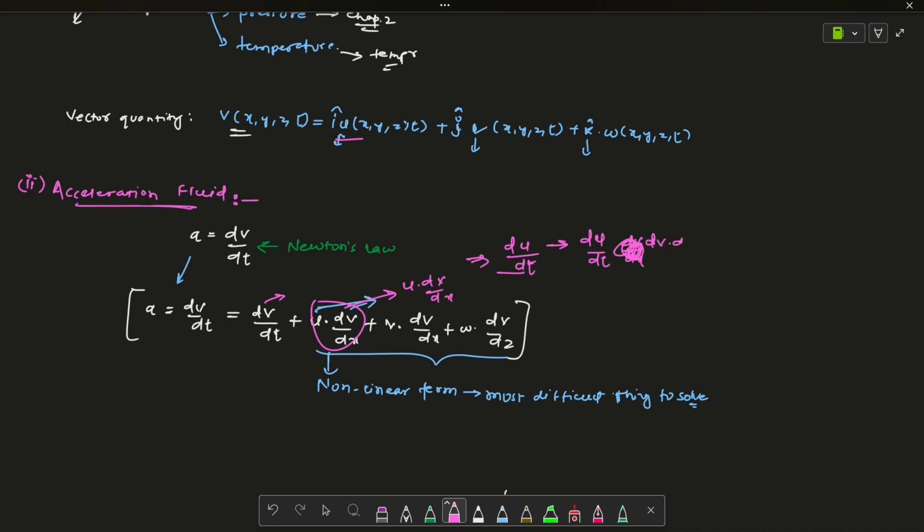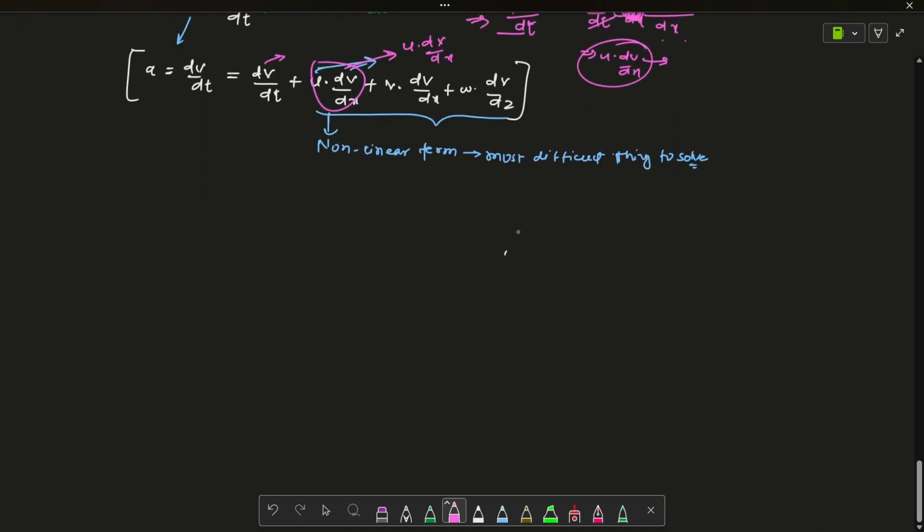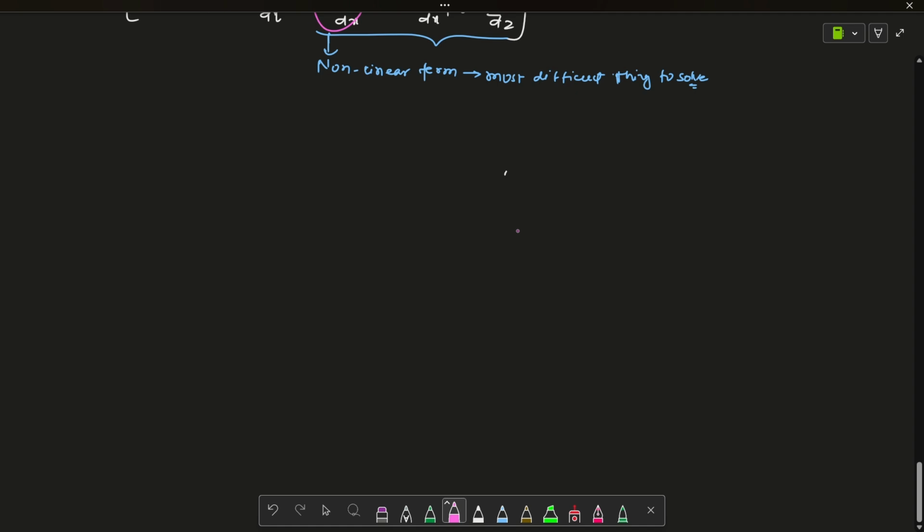See, dv into dt divided by dx, so this will make dx. The same thing: dv by dt gets cancelled, and we get u into dv by dx. So the dimension remains the same. That's why these terms are coming. I hope these things are clear to you. Now I'm just introducing them by name, and we will discuss these things in detail in the upcoming lectures.